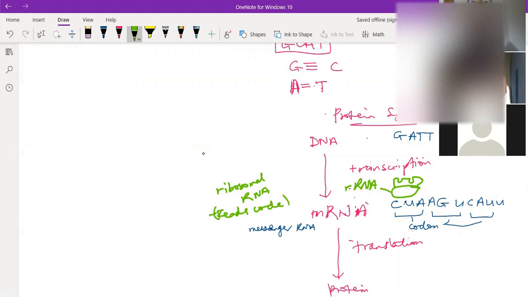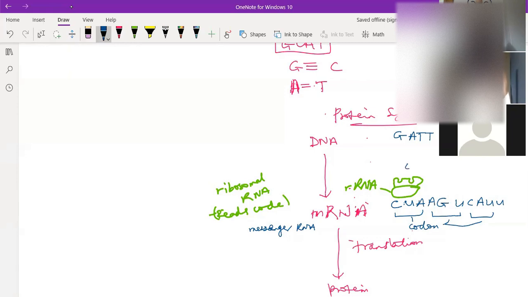It's going to read three, and then once it reads three, it's going to call for the amino acid that is represented by this code, right? Each one represents a particular amino acid. So it will call for the amino acid to be brought in. And that amino acid is brought in by another RNA called tRNA. tRNA is called transfer RNA. So the transfer RNA will bring the amino acid that corresponds to this particular codon, three at a time.